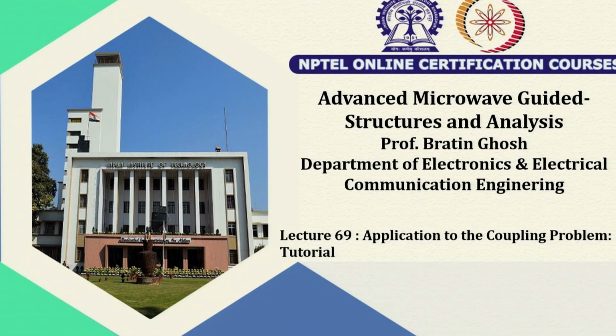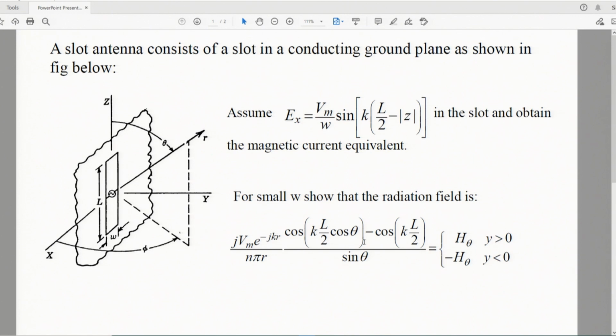Hello everyone. Today's session is on application to the coupling problem. The first problem states that there is one slot antenna and it consists of a slot in a conducting ground plane as shown in the figure. There is a slot present. The length of the slot is given by L and the width is W, and the length of the slot is along the Z direction, whereas the width of the slot, that is W, is along the x direction.